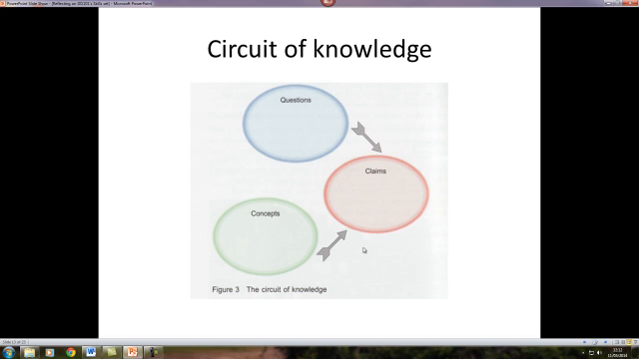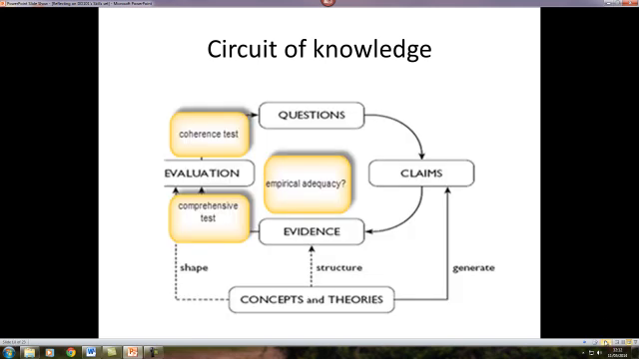Here's the circuit of knowledge. Questions, claims, concepts. You recognise these bubbles. The main relationship, of course, is between questions and claims, and informed by concepts. Here is a much more complicated circuit of knowledge, and you'll notice here in yellow the 3 tests which are dealt with in activity 43. If you could apply those 3 tests in your last TMA, you will be rewarded, I'm sure.